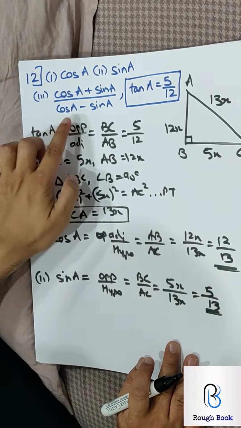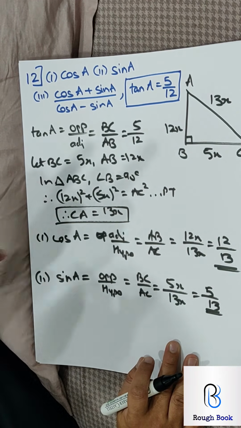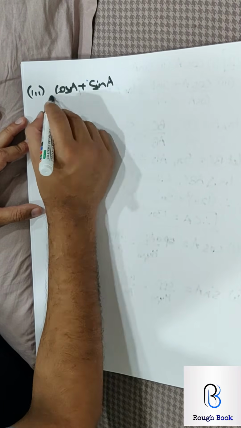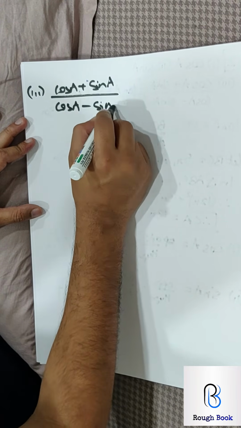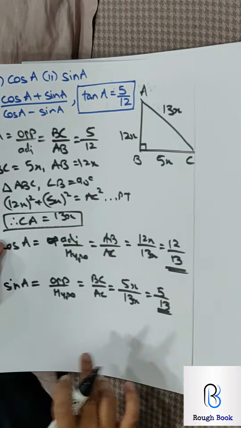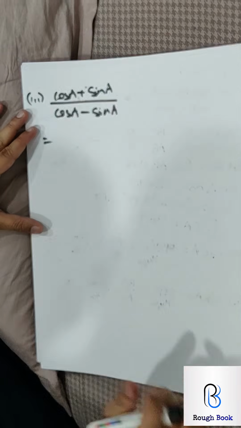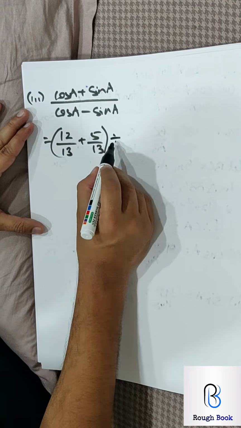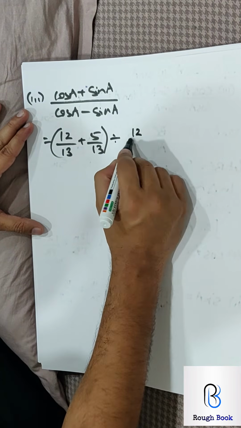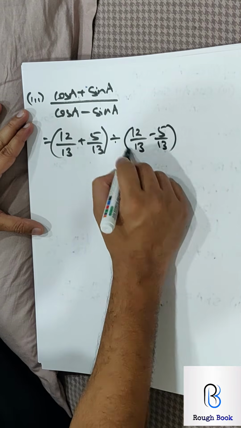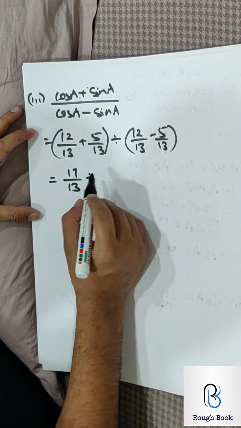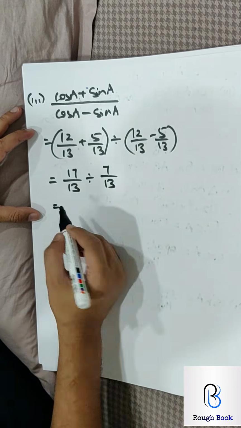And now the last one, cos A plus sin A divided by cos A minus sin A. We already found both. We just have to put that in this particular expression. So let's take the third expression. Cos A plus sin A divided by cos A minus sin A. Cos was 12 by 13, sin was 5 by 13. So 12 by 13 plus 5 by 13, divided by (always use the division sign, don't write upon, otherwise it gets very confusing) 12 by 13 minus 5 by 13. Okay, so now 12 plus 5, 17 by 13, divided by 12 minus 5, 7 by 13.